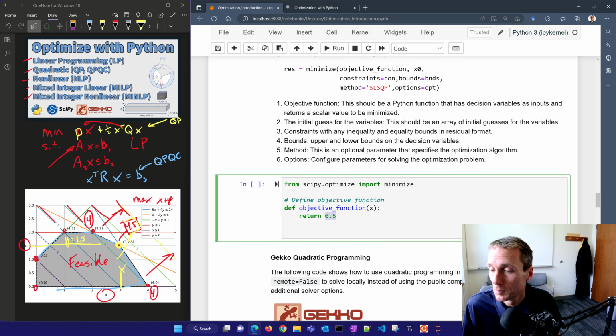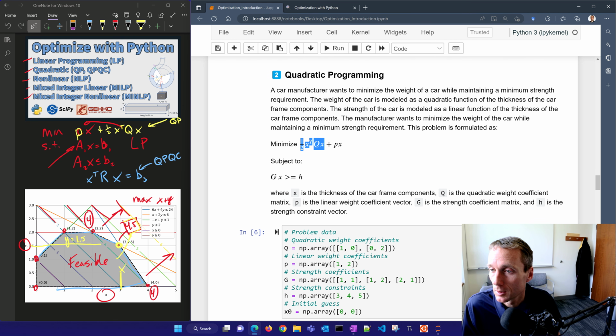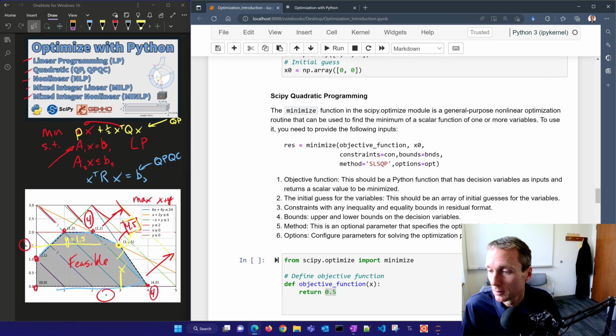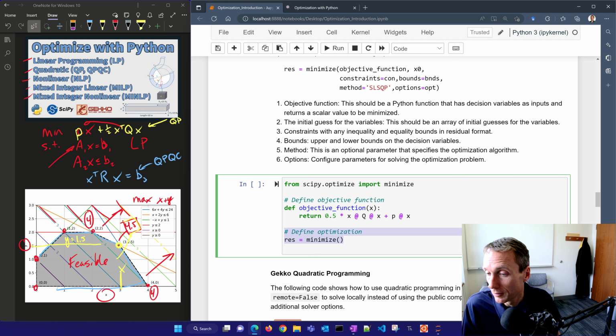And I'll return 0.5. Let's see if I can come up here and just show that to you. Okay, so here's our objective function. It's going to be x, and then use the @ symbol there to do a dot product. Okay, and then we have plus p times the dot product p times x. So this is going to return a scalar value, a single value from that objective function.